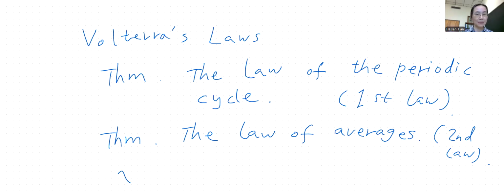So let's use X bar to represent the average of the predator. It will be C over D. And Y bar to represent the average prey population will be A over B.